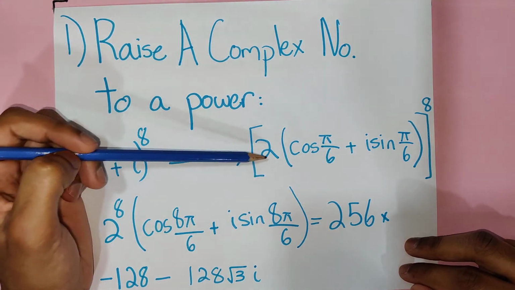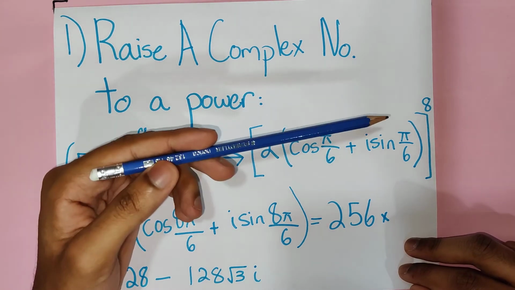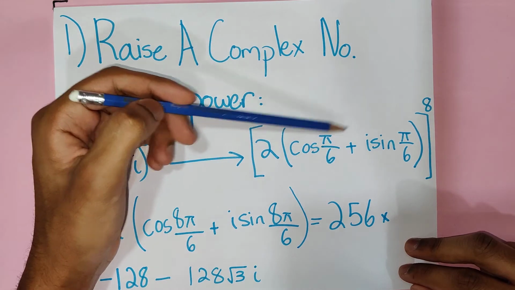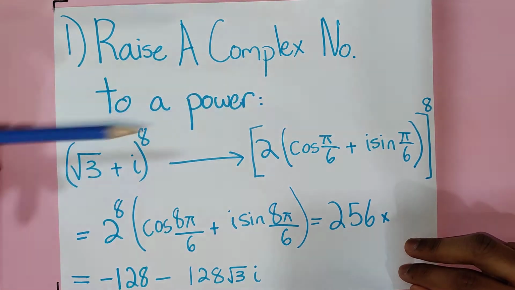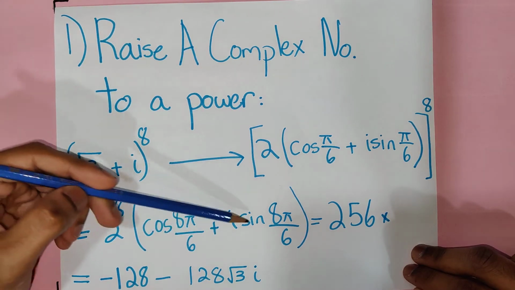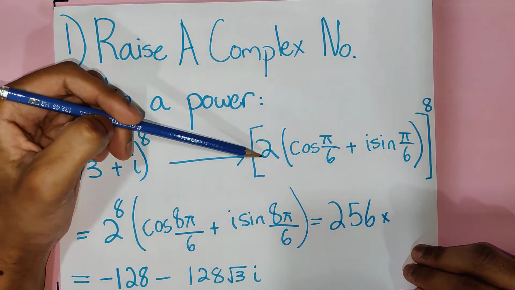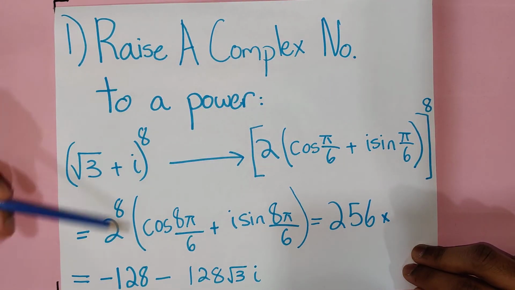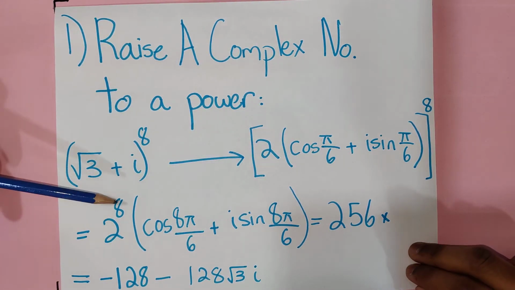So now that we have this, we can do what we did with De Moivre's theorem and just pull the 8 inside the cosine and inside the sine. So it will become cos(8π/6) + i sin(8π/6). Don't forget that this 2 is also being raised to the power of 8, so it has to be taken care of on the outside.